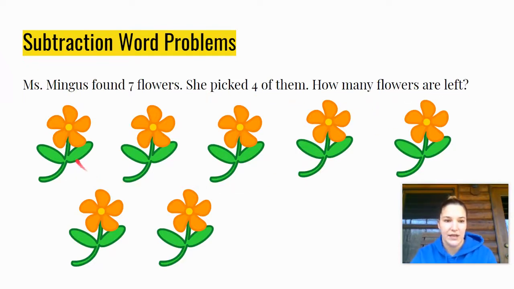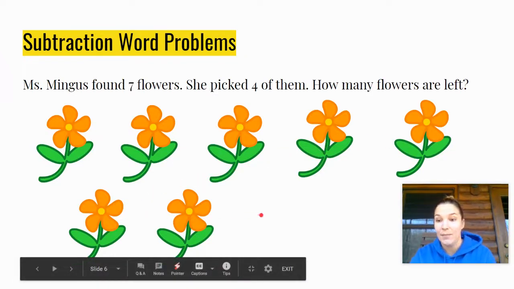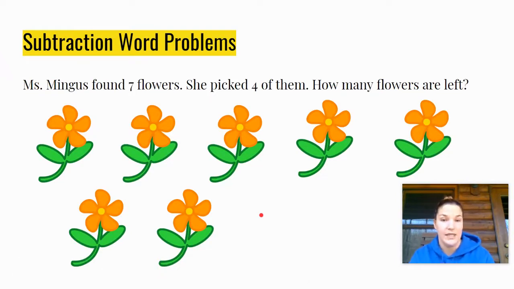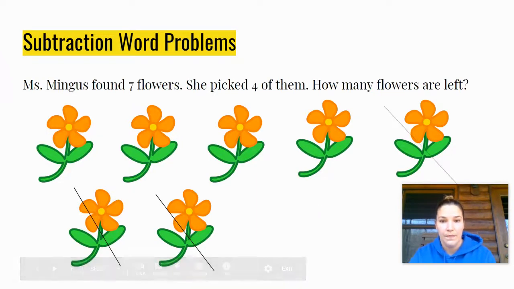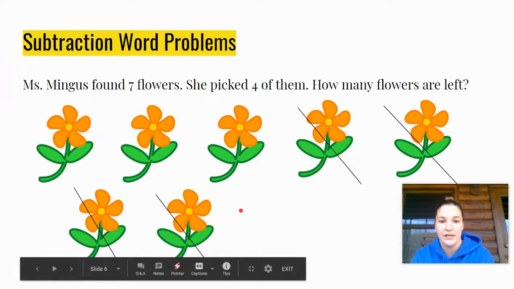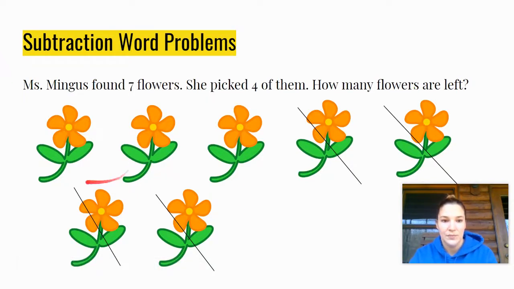So let's make sure I have 7 here. 1, 2, 3, 4, 5, 6, 7. Now I'm going to pick 4 of them. So if I'm picking them, they're not going to be there anymore. That means I'm taking them away. Let's take them away. Ready? 1, 2, 3, and 4. Okay, so how many flowers do you see left, guys? Let's count them. 1, 2, 3.